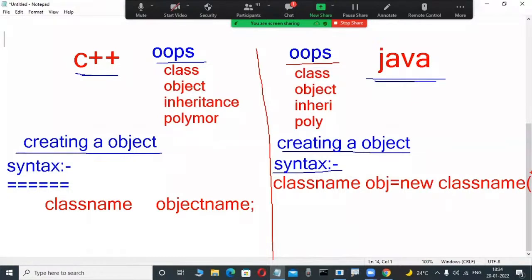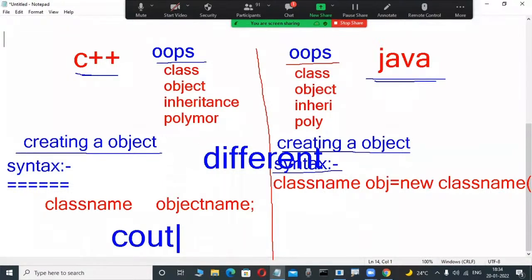That's why these two languages are syntactically different or the same? Different. Syntactically different. Conceptually, OOP concepts are the same, but syntactically different. And functions are also totally different. Suppose in C++ I want to display output, cout is a function, streaming output only. And now in Java, what is the function?